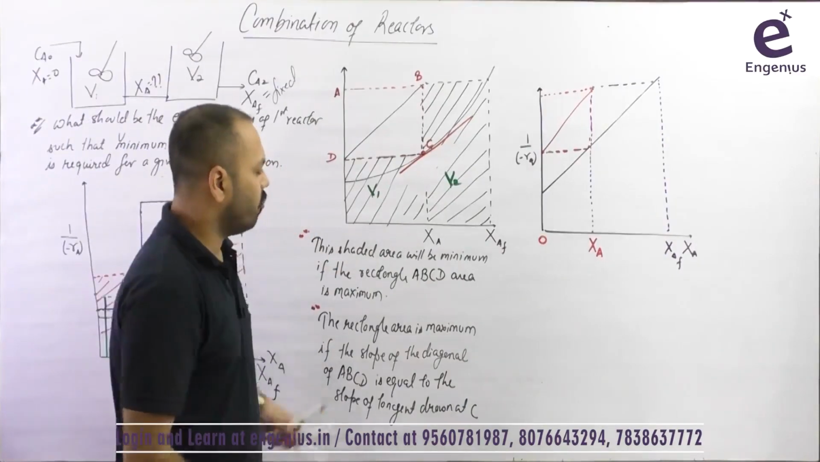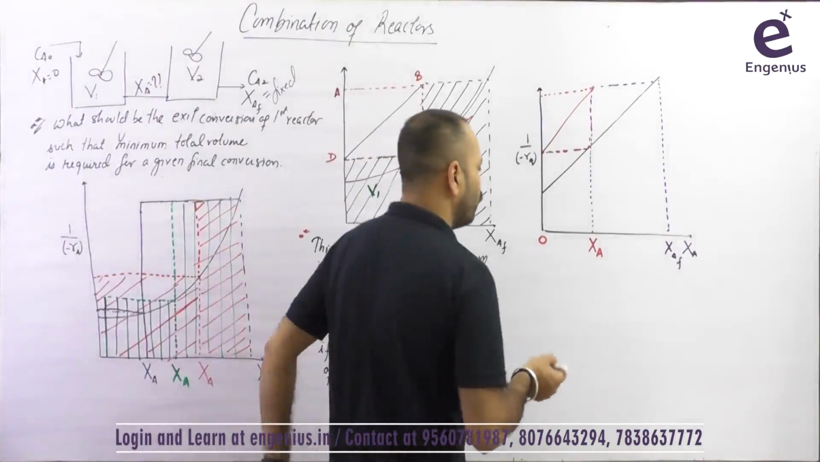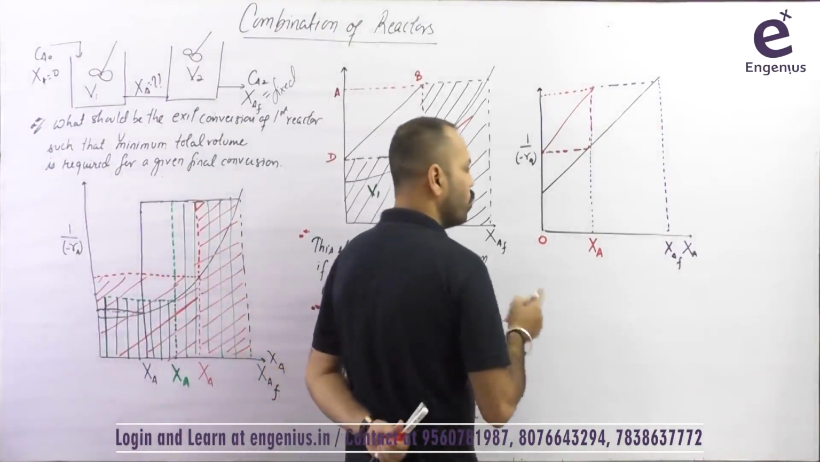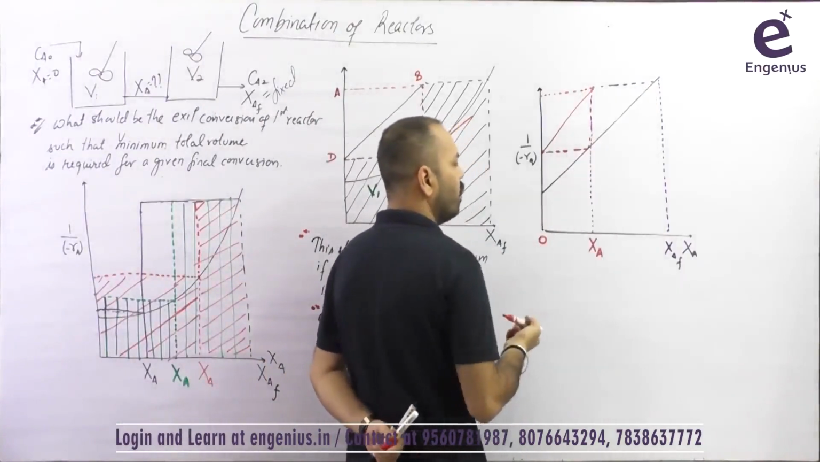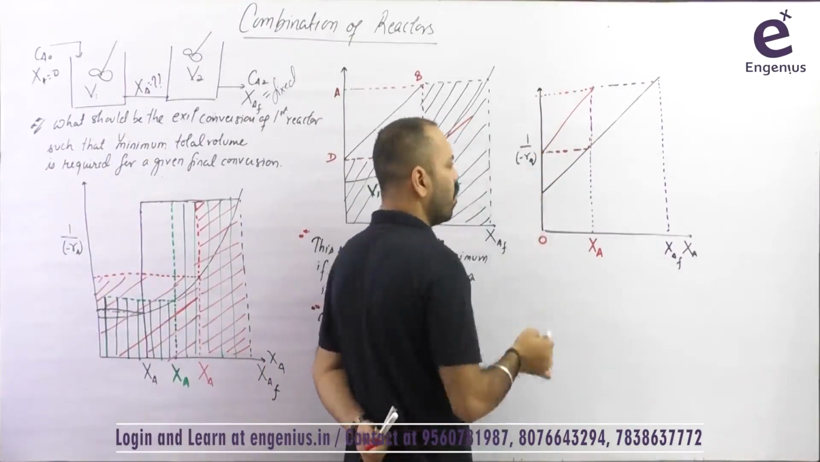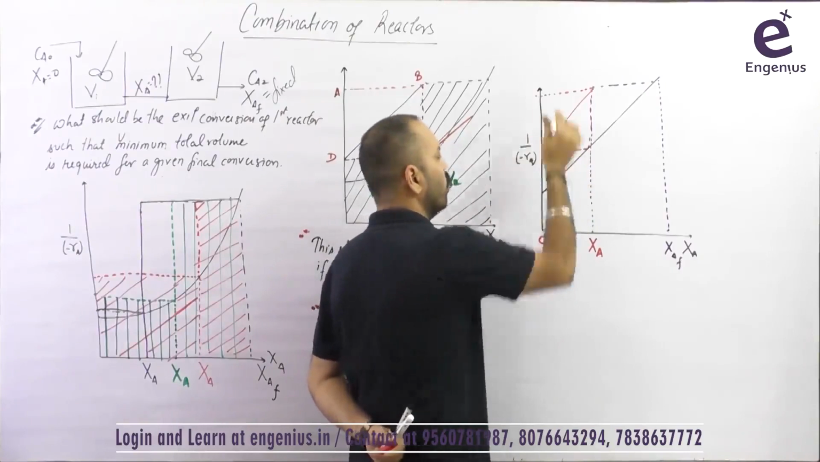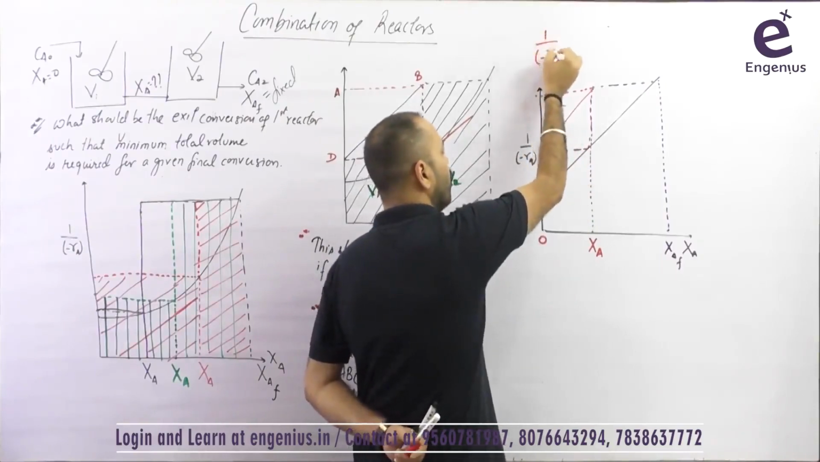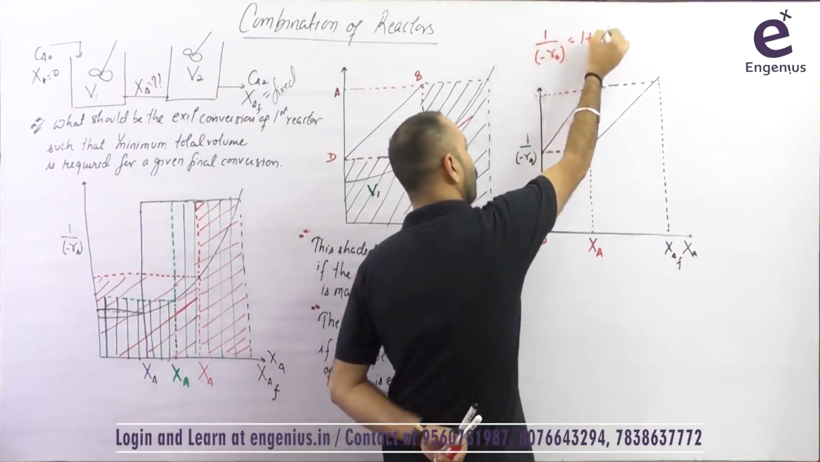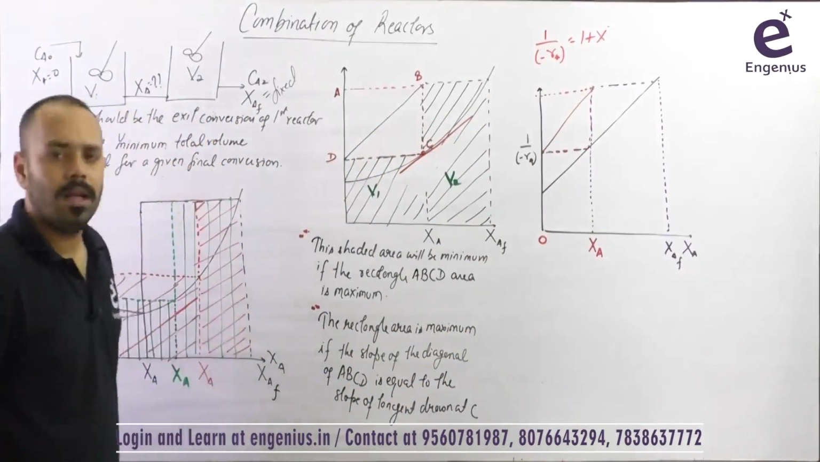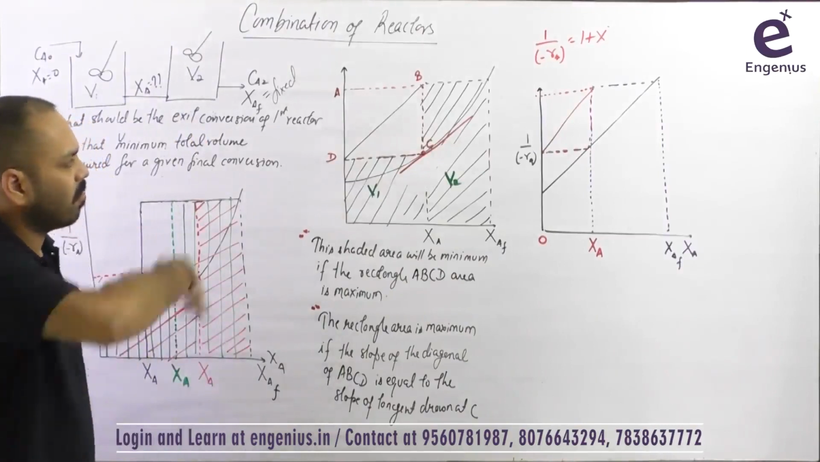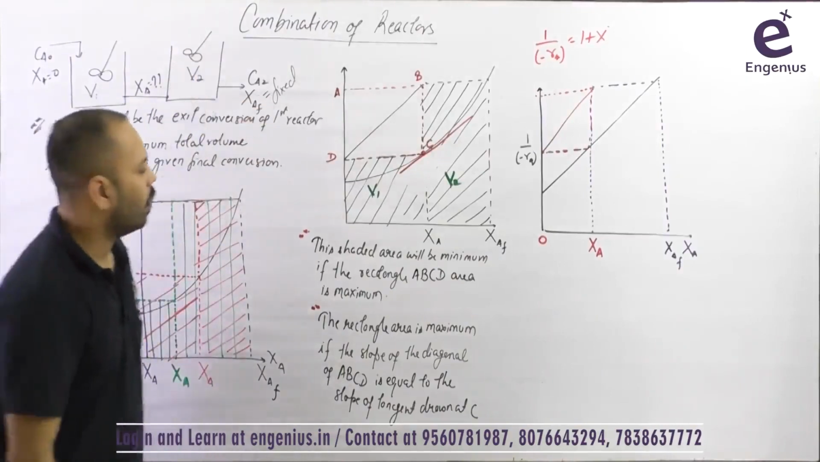Now for a linear curve, if I ask you what is the value of conversion, then you are going to say the slope of this line. And what is the slope of this line? This value you can always calculate. Suppose the 1 by rate expression is given to you. Suppose I am taking this expression: 1 by rate is equal to 1 plus x. I hope now there won't be any problem. So this scenario is there, right?